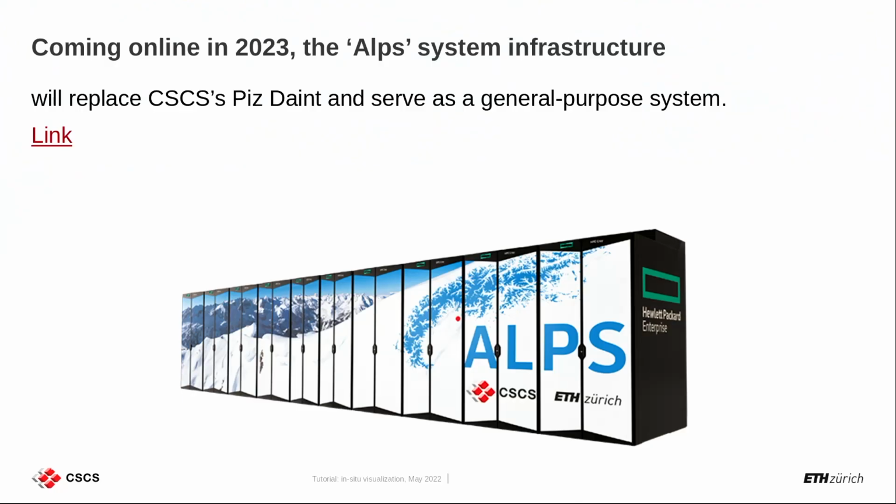And then, since I said that this was a machine that is aging, we have a replacement for it. That replacement is called ALPS. This is the machine that will be given to the users progressively during the year 2023. Perhaps some of you already have some early access to the machine.